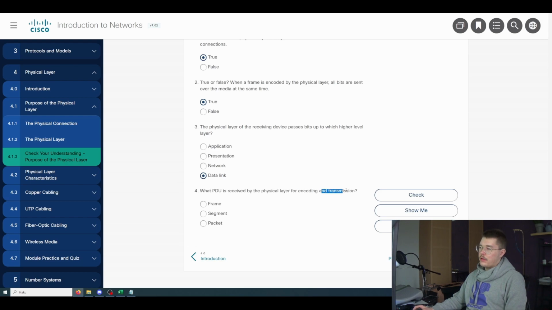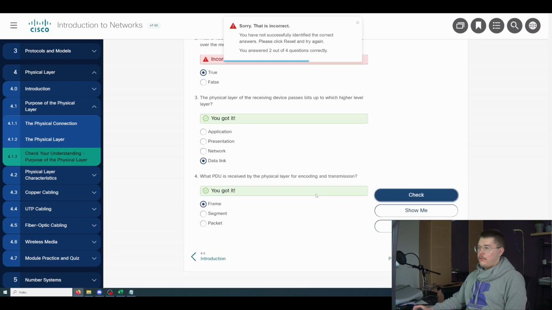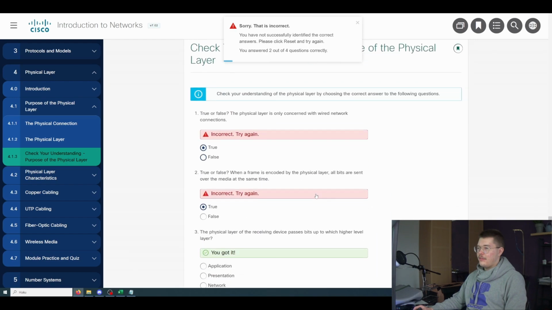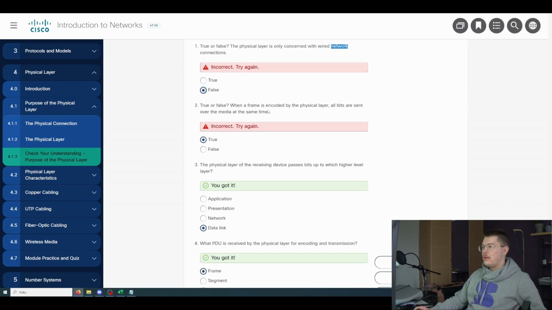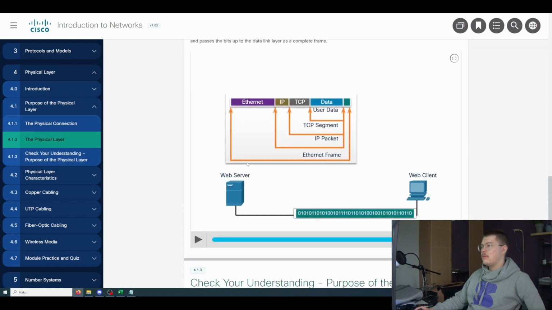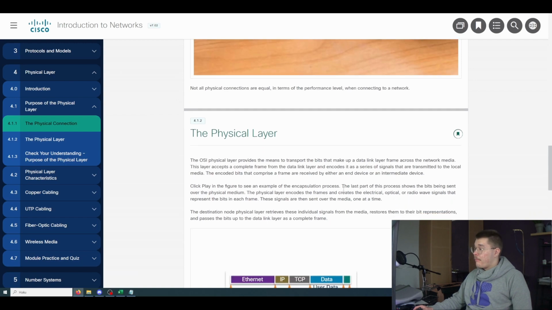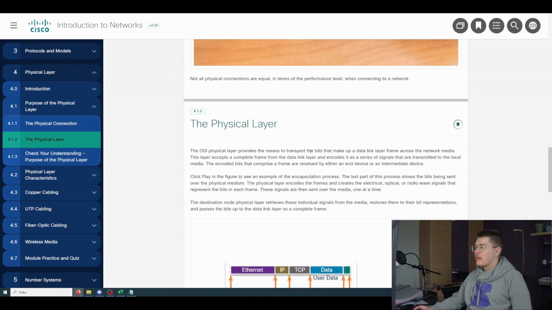Physical layer of encoding and transmission. Alright, the first ones were off and sheet. So the physical layer is concerned with wired network connections. The frame is encoded, but all bits are sent over. They make up a data link layer frame across the network media.